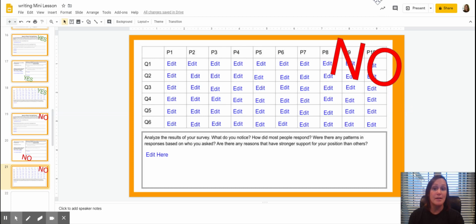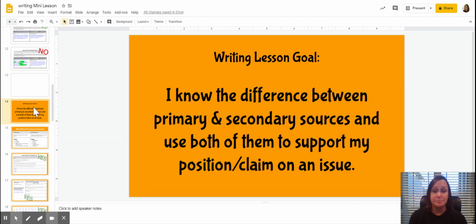I hope that you feel really good about understanding that there are different sources, primary and secondary sources, that we use to help support our position and our claim. That is the goal for today.